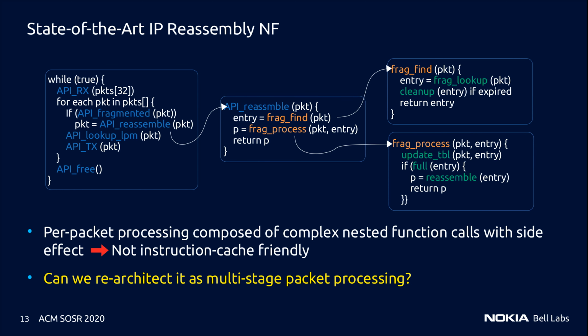Although the main loop body consists of multiple steps, in fact, pretty much the entire processing overhead of this function is dominated by a single reassembly API, which triggers complex nested function calls with side effects. Such a design is not instruction cache friendly because for each packet, multiple different functions need to be reshuffled in the instruction cache. So essentially, we need to revamp this monolithic API design and re-architect the overall functional logic as multi-stage.